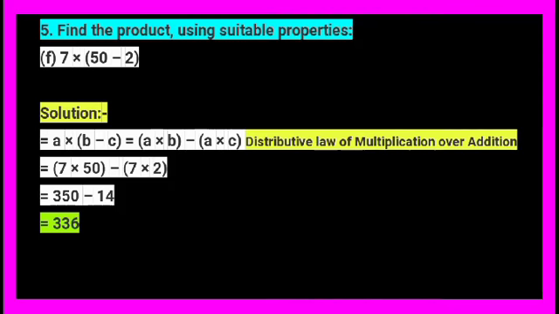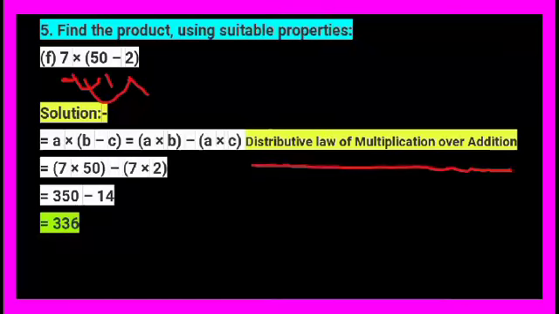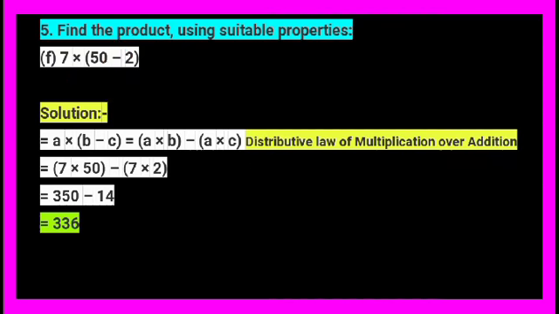Next is 7 multiplied by 50 minus 2. Now we have into the brackets 50 minus 2. So what we have to do? Yes, we have to do this distribution of multiplication with both these numbers, right? So it is called distribution of multiplication over addition. If the subtraction sign is given, we can call it subtraction, right? First we multiply this 7 with 50, then we write minus sign as it is. Then after we multiply this 7 with 2, right?